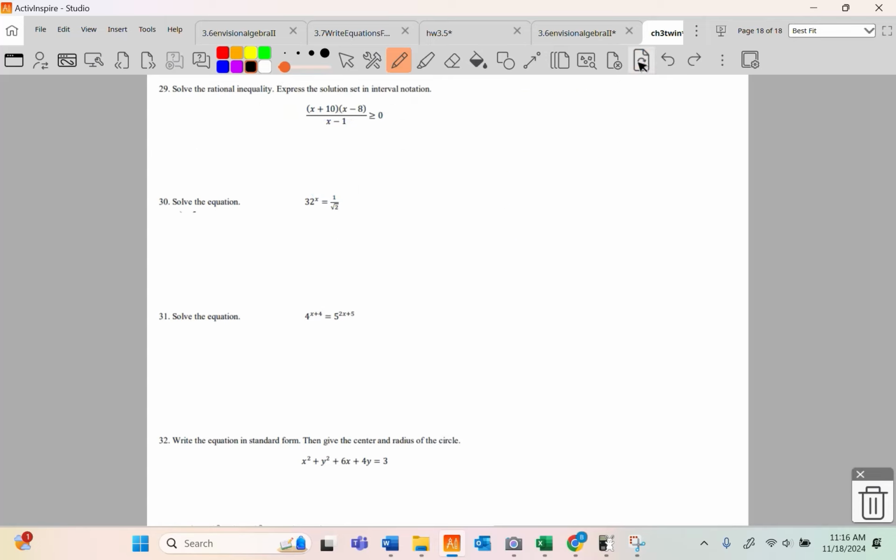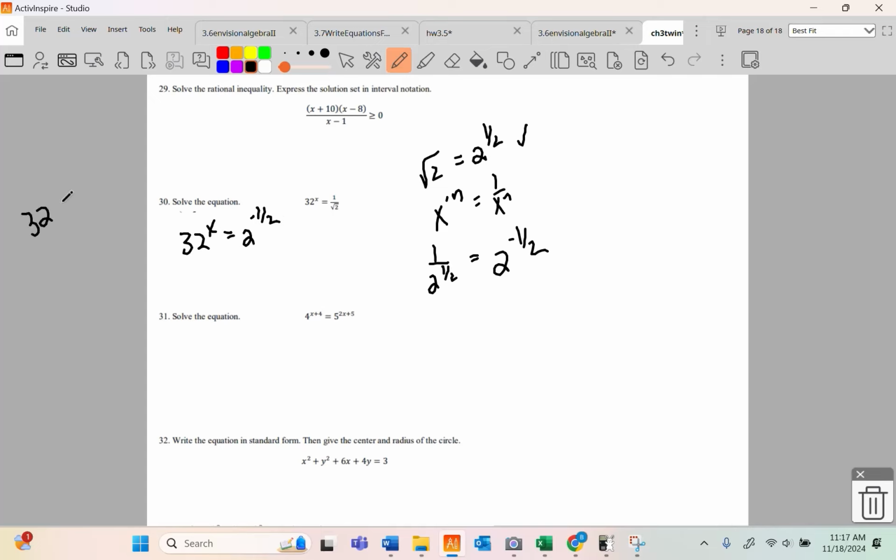Next bonus here, we have solve the equation 32 to the x is 1 over √2. So there's a lot of knowledge going in on a problem like this. First off, √2 is 2 to the 1/2. You got to get that. That's something you got to know. Secondly, you have this guy right here, x to the -n is 1 over x to the n. So 1 over 2 to the 1/2 is exactly this. It is 2 to the -1/2. Think about this rule from right to left, okay? So 32 to the x must equal 2 to the -1/2.